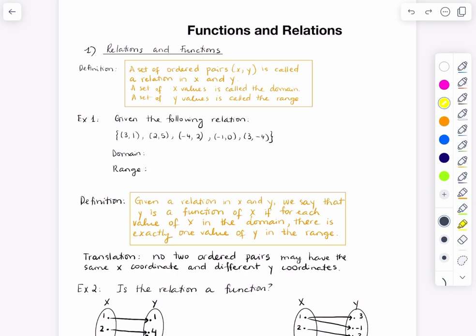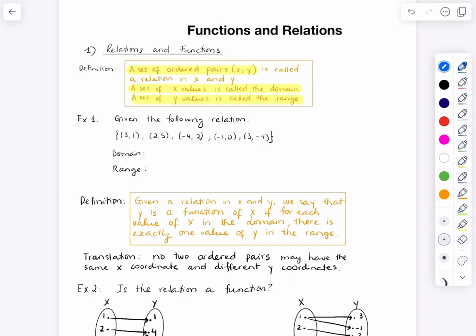In math, we define a relation as a set of ordered pairs (x, y), where x and y are quantities that are related to each other somehow. A set of x values is called the domain, and a set of y values is called the range. Let's look at this example.